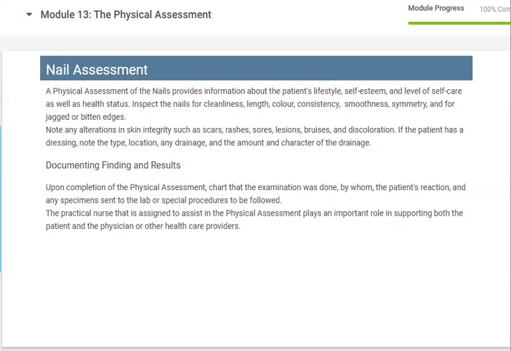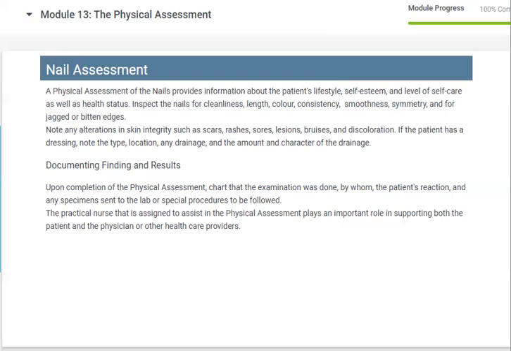Documenting findings and results. Upon completion of the physical assessment, chart that the examination was done, by whom, the patient's reaction, and any specimens sent to the lab or special procedures to be followed. The practical nurse that is assigned to assist in the physical assessment plays an important role in supporting both the patient and the physician or other healthcare providers.